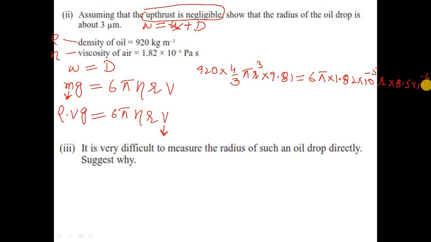Clearly you can see that pi gets cancelled, and one r and one r is cancelled, so you can make r squared the subject, send all the numbers to the other side, and then take the square root of r. Finally you have the radius r equal to 2.79 times 10 to the power minus 6 meter, and it is around 3 micrometer. 10 to the power minus 6 is a micro.